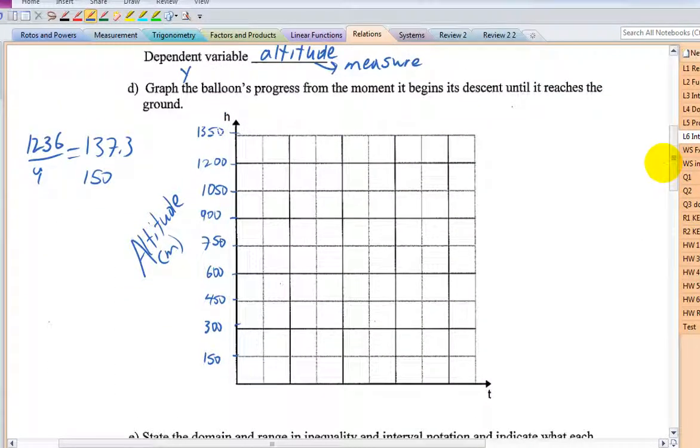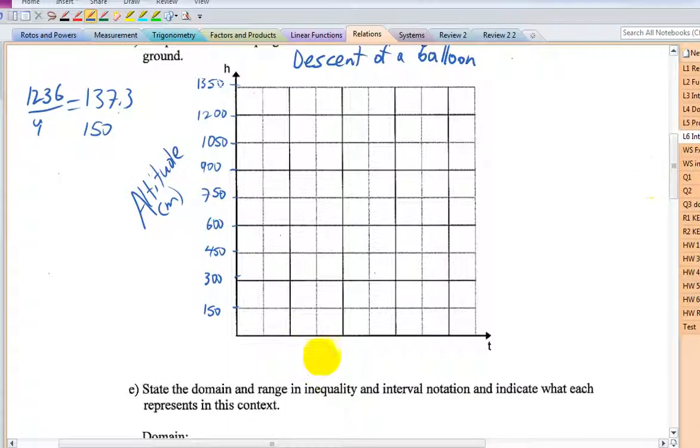What's a good title for this graph of a balloon descending? Oh, probably you are a genius. Descent of a balloon. Very descriptive, informative, but nice and short at the same time. Okay. Then time will be on our other axis. And what's time measured in? Minutes. Okay. There you go.